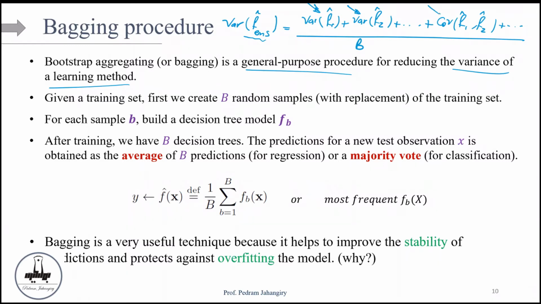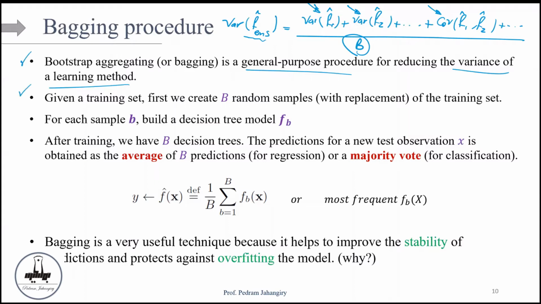And also the covariance is going to be added, but the entire thing is going to be divided by B. So if we repeat this bootstrapping many more times, the variance is going to shrink even further. Okay. Now, we already covered this one.